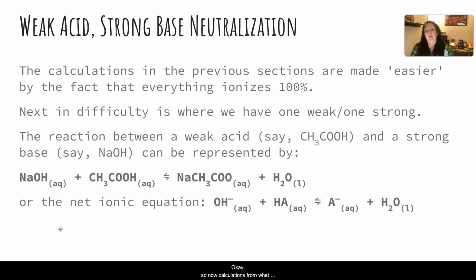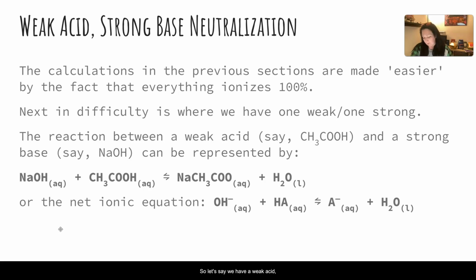Okay, so now calculations from what we've previously done are a lot easier when things ionize 100%. So that's the strong. Now when we're dealing with weak, that's when we kind of start to get into some bumps in the road. That's why it's a little bit harder to try and figure it out.